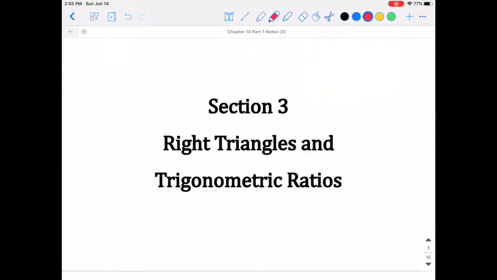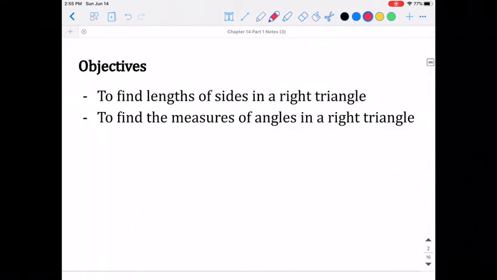Hey guys, so today we are going to talk about Chapter 14, Section 3, which is right triangles and trigonometric ratios. And the objectives for this section are to find lengths of sides in a right triangle and to find the measures of angles in a right triangle.